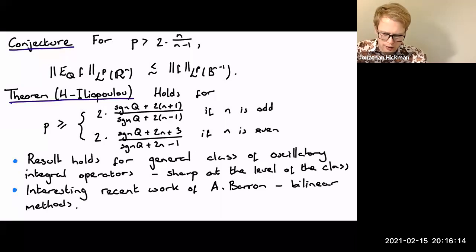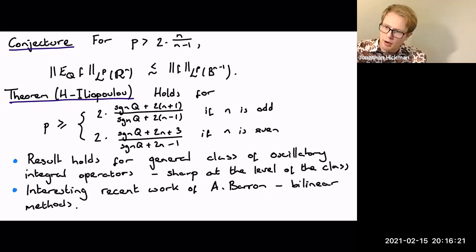I'd like to remark that there was some interesting work of Alex Barron last year who proved a range of LP bounds for exactly these operators, which is somewhat more restrictive than our result. However, I think this is quite a nice little argument because it's based around bilinear methods, whereas our arguments are all based around multilinear theory. So Alex Barron's work kind of complements ours in a nice way, and it'd be interesting to see if the two approaches can be hybridized.